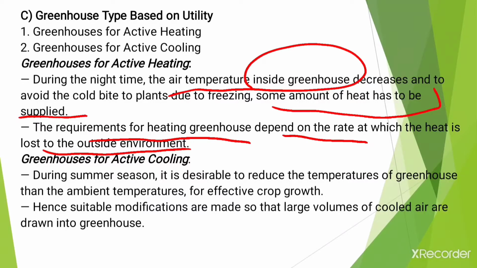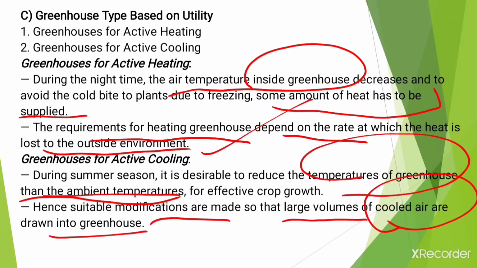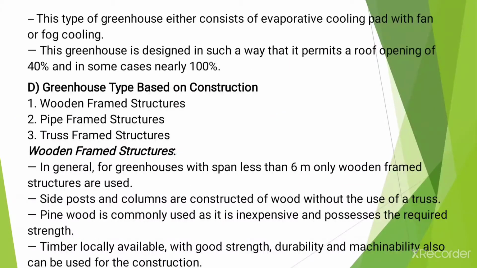Now the next type is greenhouses for active cooling. During the summer season it is desirable to reduce the temperature of the greenhouse than the ambient temperature for effective crop growth. Ambient temperature means atmospheric temperature. Hence suitable modifications are made so that large volumes of cooled air are drawn into the greenhouse through suitable arrangements. This type of greenhouse either consists of evaporative cooling pad with fan, or fog cooling.